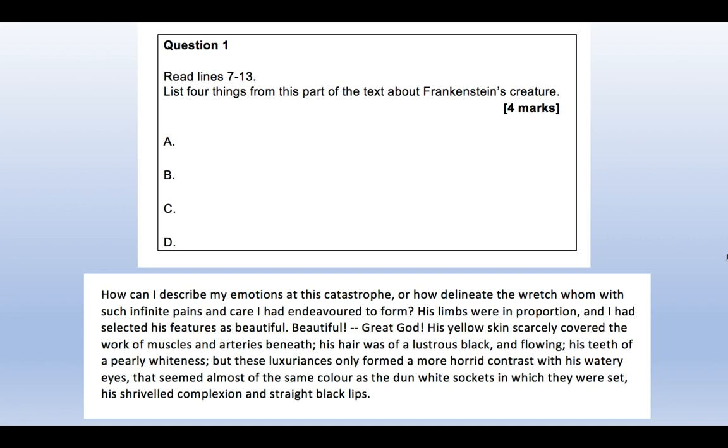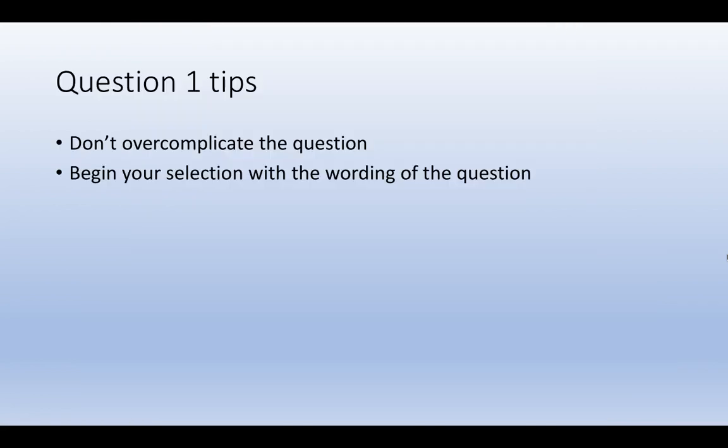Now, 2 things came out of the examiner's report for this question, and I'll talk about them both at the same time. The 2 things were to not overcomplicate the question and to begin your selection with the wording of the question. So the first thing to talk about is that this is a very simple question, a question where you can just retrieve information. It really addresses the first part of assessment objective 1, to identify explicit information, in other words, obvious information.